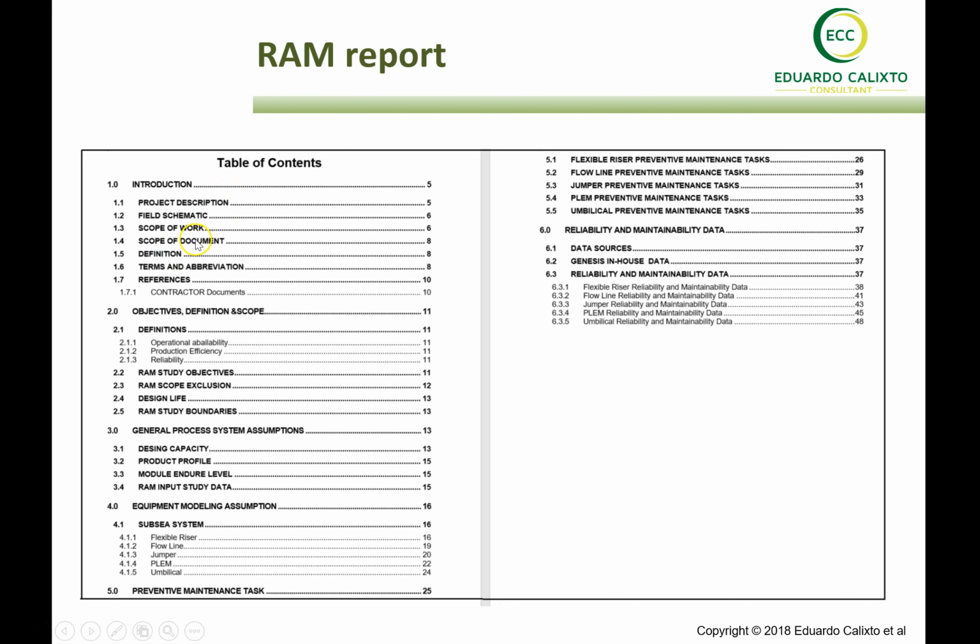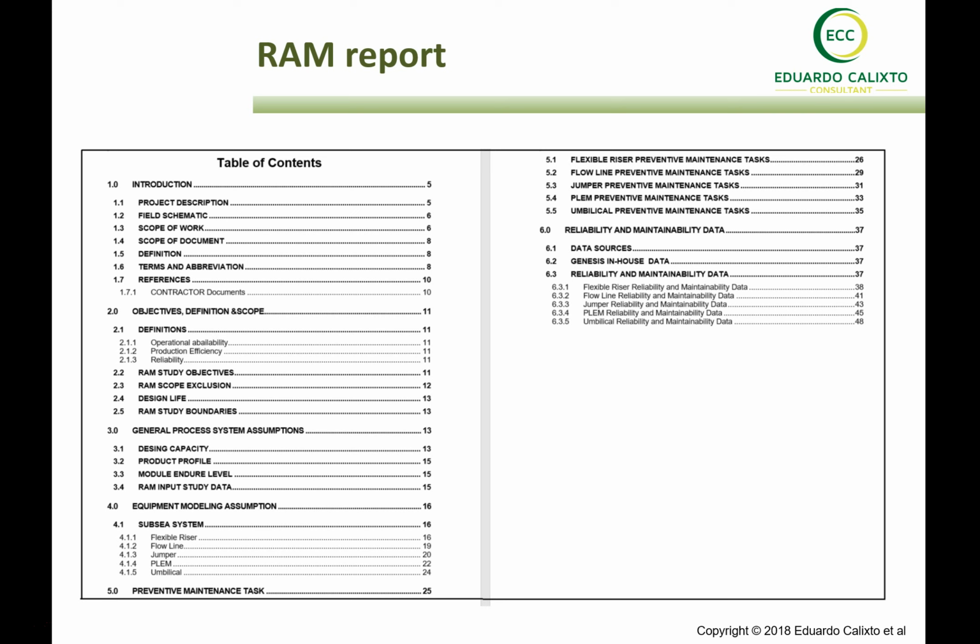So we have the scope of the documents here, which describes everything you have in detail in the document. Here, definitions and terms are very important because many people have confusion about the reliability concept and the operational availability concept.